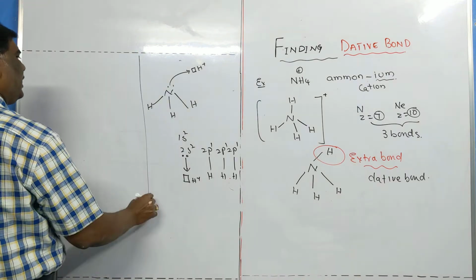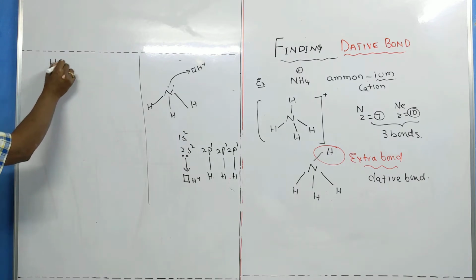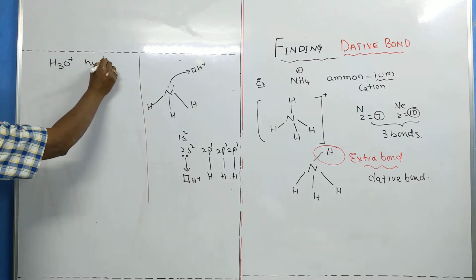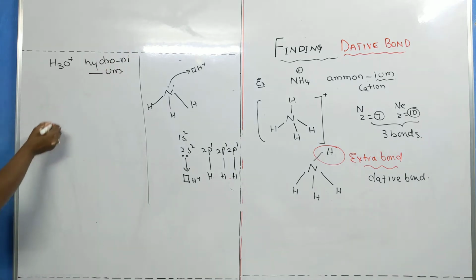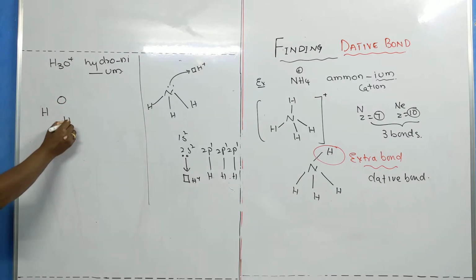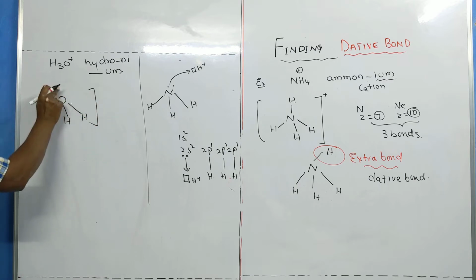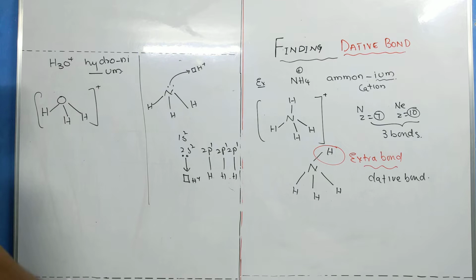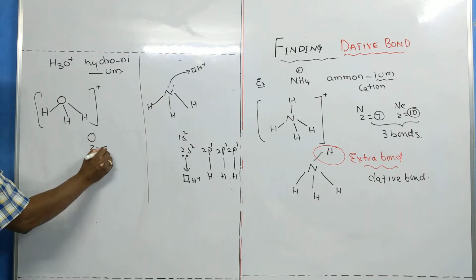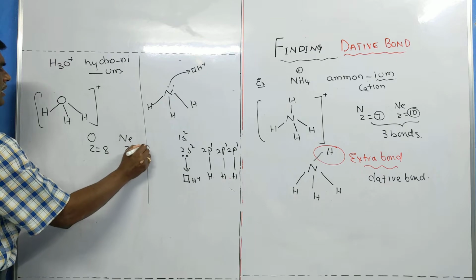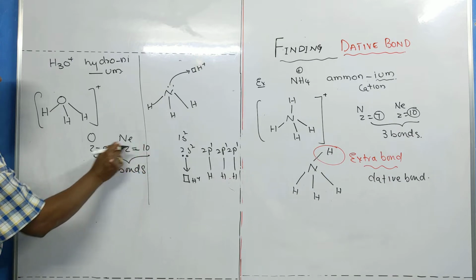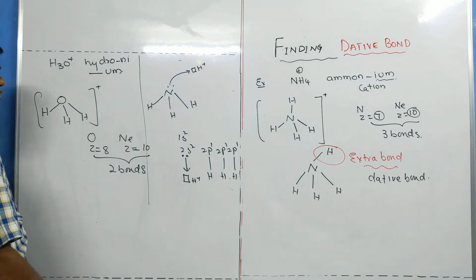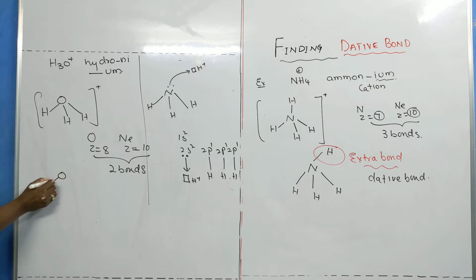Now I go to another example, hydronium ion. In hydronium ion, the central atom is oxygen. Hydrogen makes single bond, single bond, single bond. The overall species has a charge of plus. Oxygen's atomic number is 8, and the nearest inert gas is neon, 10. The difference gives the bonds it can make. The difference between 10 and 8 is 2.